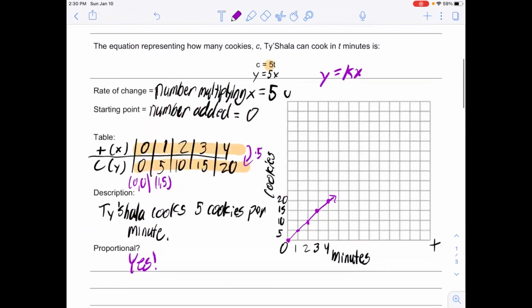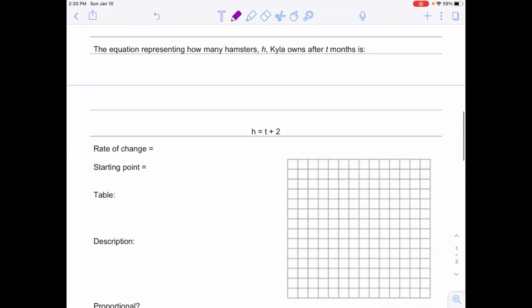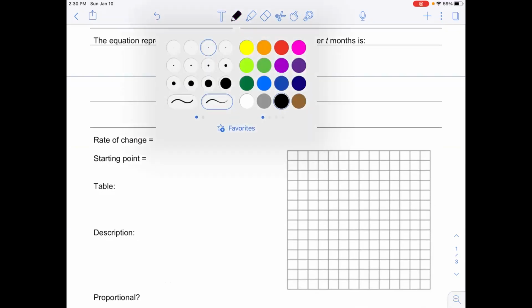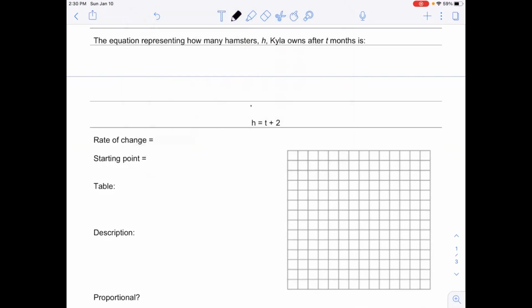Okay. Let's try another one. The equation representing how many hamsters H Kyla owns after T months is H equals T plus 2. Remember, if you really dislike the H's and T's, you can set this as y equals x plus 2.